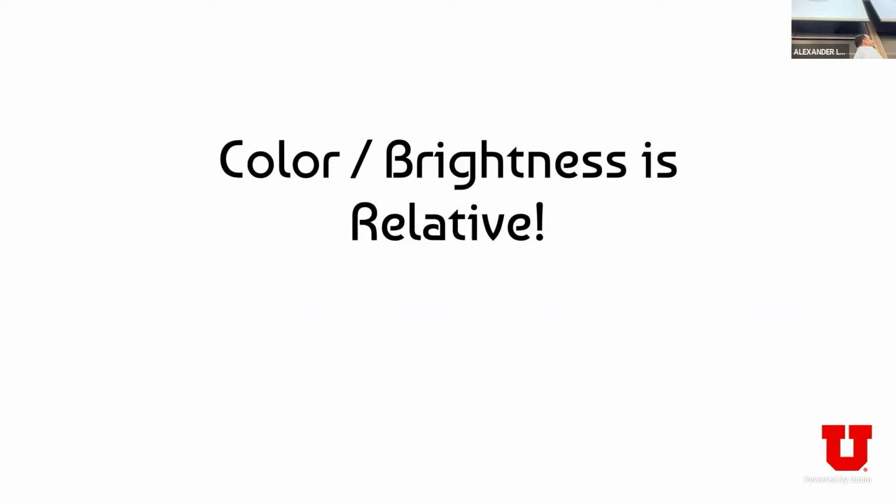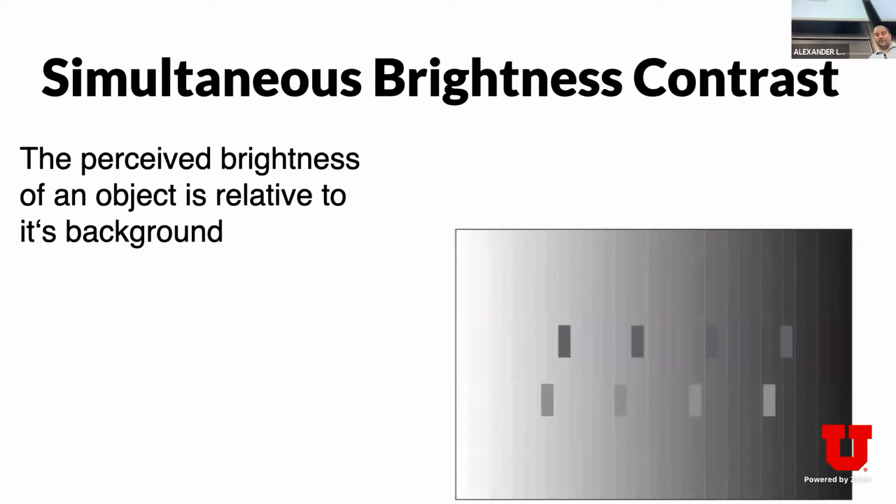The other thing to note here is that color and brightness are relative. What I mean by that is the perceived brightness of an object is relative to its background. Here you have a background gradient that changes from light to dark, and on top of it, you have these rectangles. This here appears as the darkest rectangle, then this is a little bit lighter, lighter, lighter. This might be the lightest, right? Does everybody see it the same way?